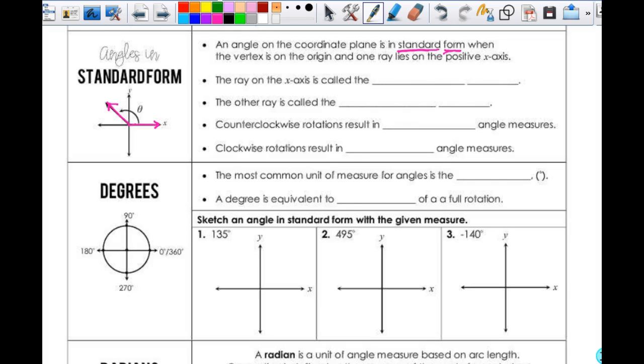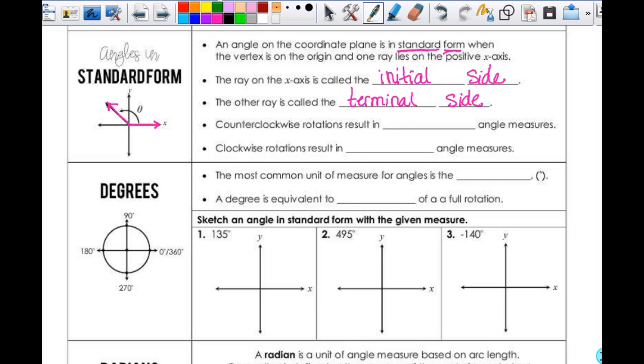Okay, the ray that's on the x-axis is called the initial side because that's where it starts. And then the other ray is called the terminal side because that's where it ends, that's where it terminates. You have the initial side where it starts and then the terminal side where it ends.